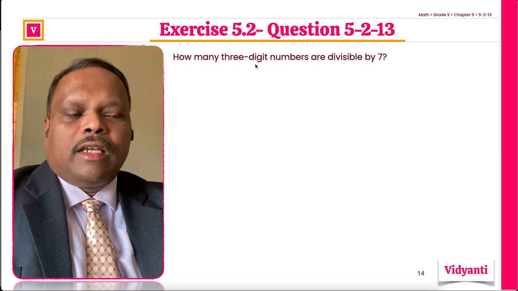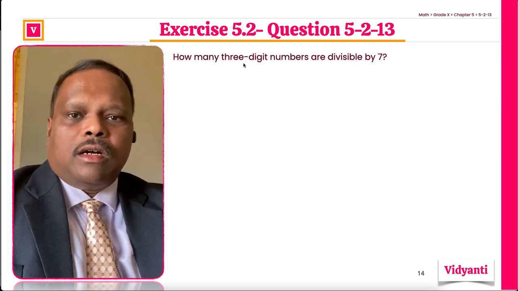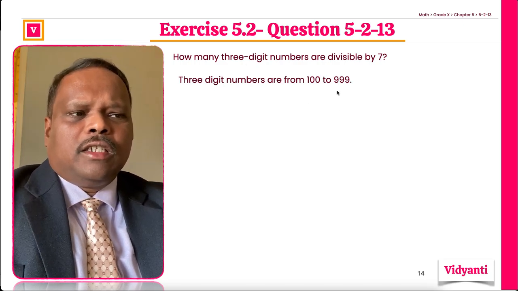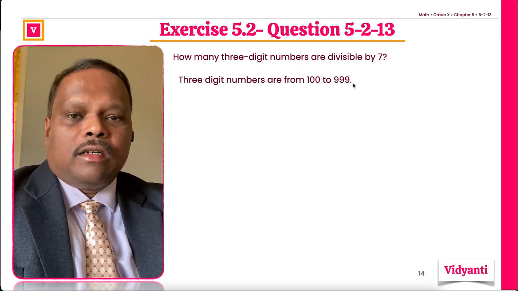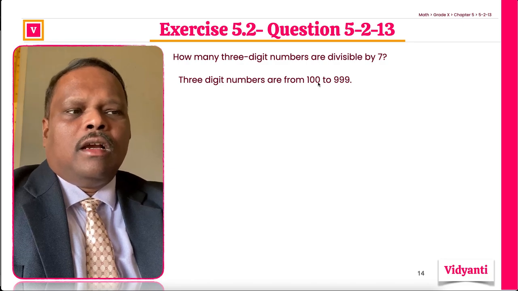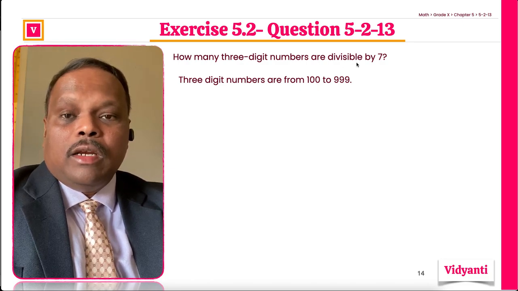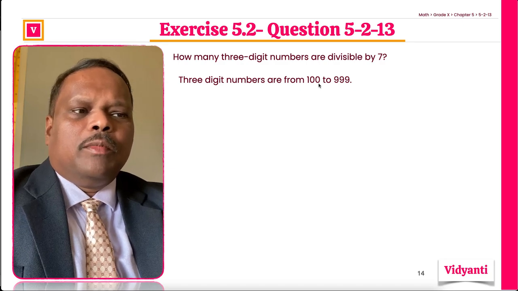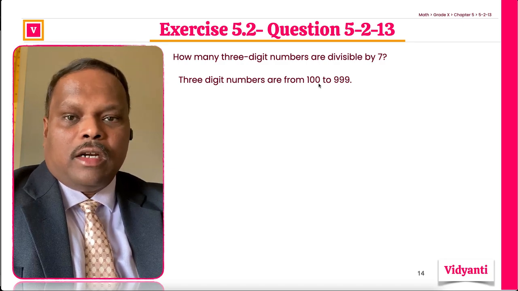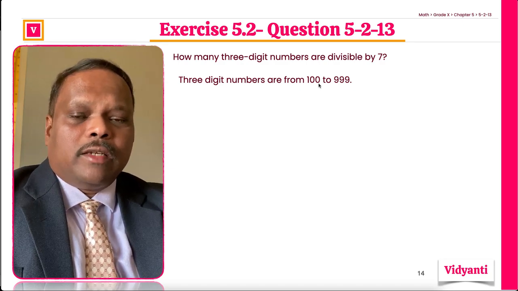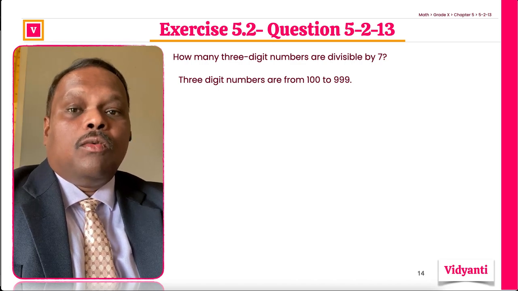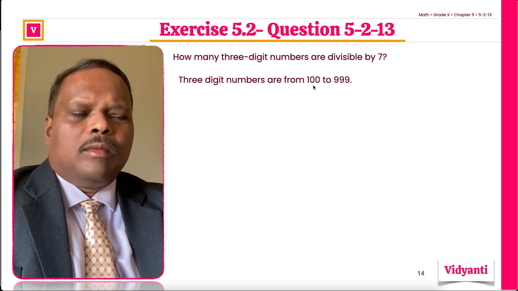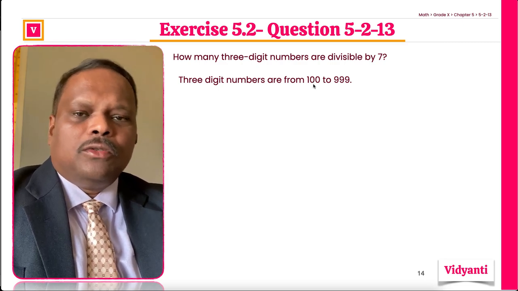Now, if it is a three-digit number, attack the first number. Three-digit numbers start with 100 and end with 999. But since we are interested in numbers divisible by 7, you may not actually be starting with 100. 100 is not divisible by 7. So first we have to figure out: what is the first number immediately after 100? Is it 101, 102, and so on?